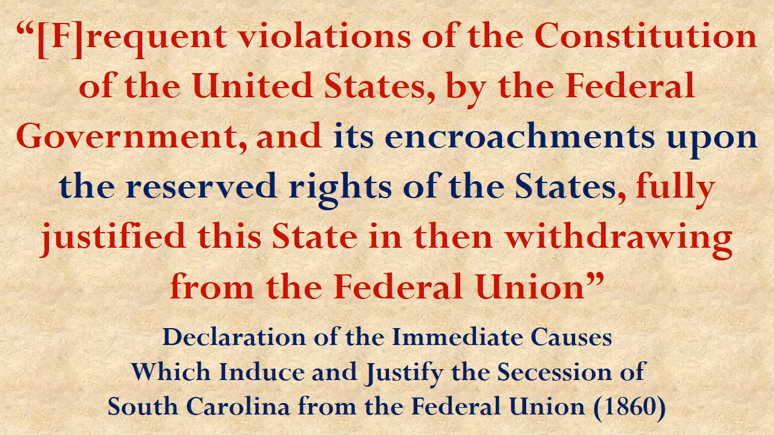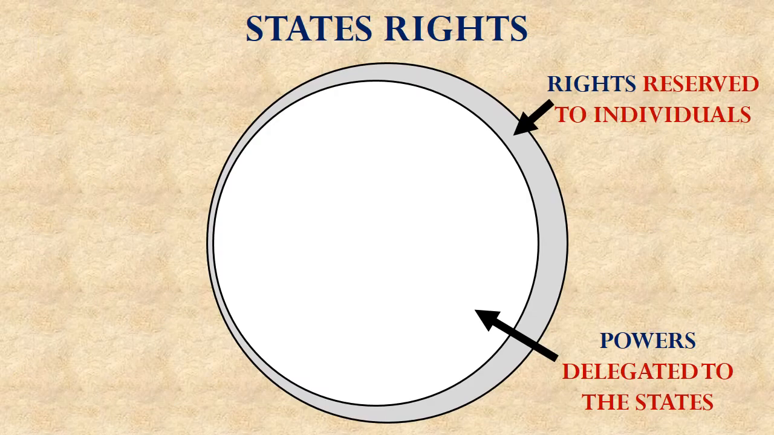So while slavery is a specific example of a power that the states felt they had reserved to them, there's a bigger issue here of whether or not the national government was encroaching upon state power. So if we go back to the diagrams that we've previously constructed in this course, we can see this illustrated and understand what the state of South Carolina was referring to.